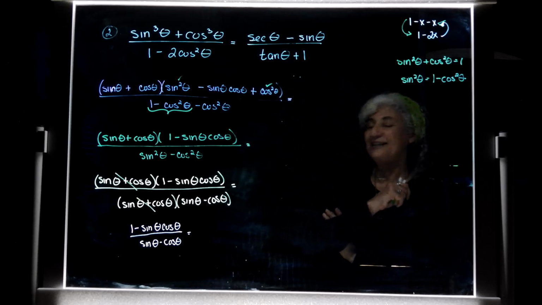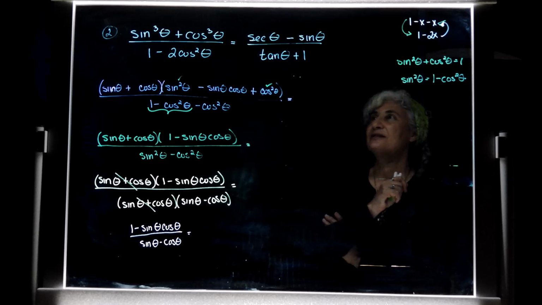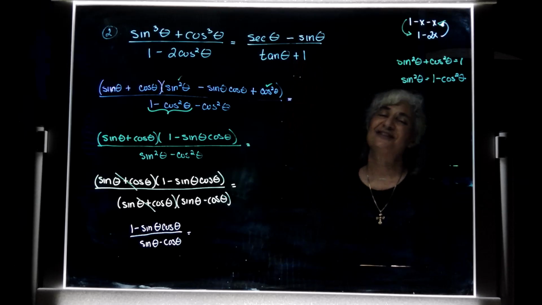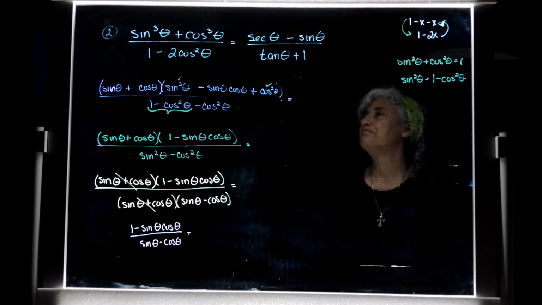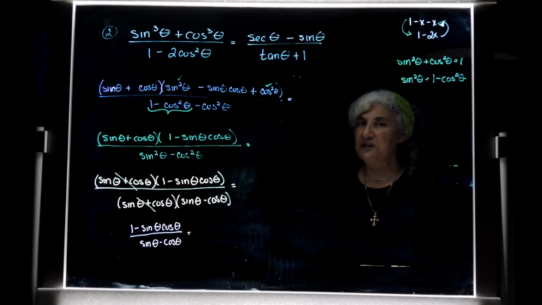And you're like, now what? Yeah, good question. On the right side, I've got secant and tangent. You don't have sines and cosines. All right. Here's another not so obvious something you can do.